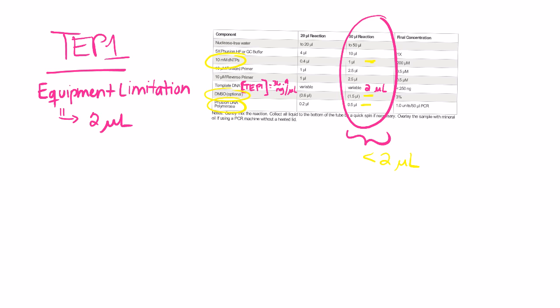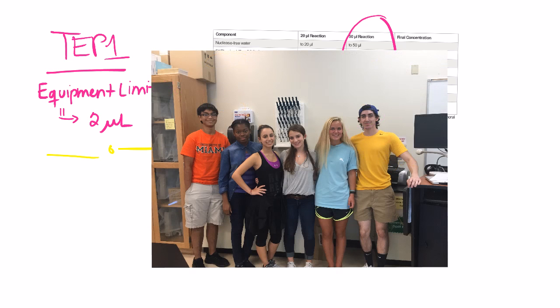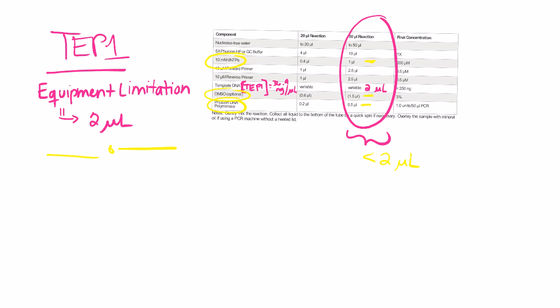It's okay. Our solution was teamwork. I just like that picture, but that has nothing to do with it. Our entire class is made up of 4 groups, each one amplifying a different sequence of DNA, a different gene. If we were to multiply these 3 quantities that we were required by 4, they would all be greater than 2 microliters, which means we could use our pipette. So that's what we did.